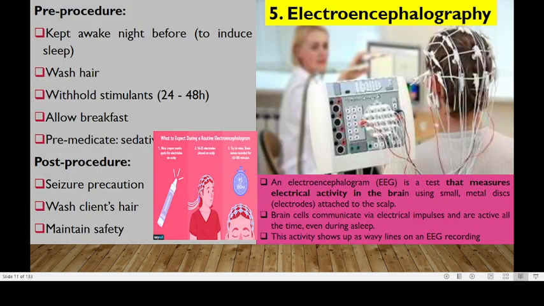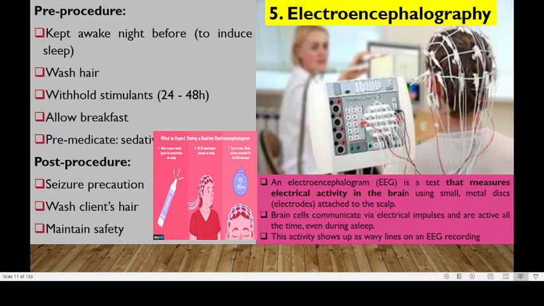Number 5 is electroencephalography. This is a test that will measure electrical activity in the brain using small metal discs that are attached to the scalp. Brain cells communicate via electrical impulses and are active all the time, even during sleep. So this activity shows up as wavy lines on the EEG recording.